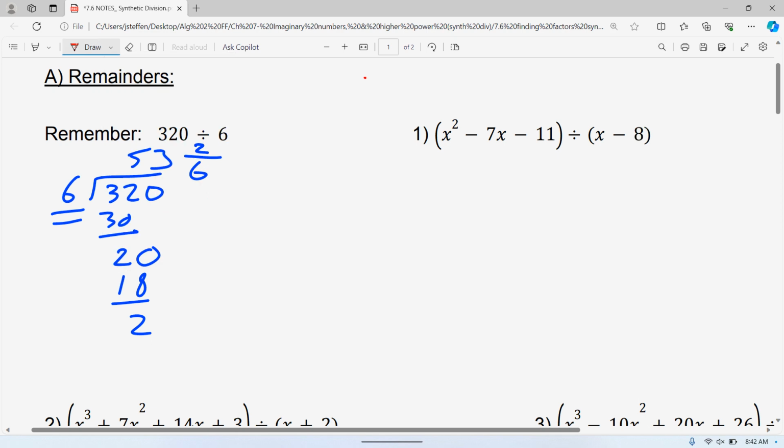So remember the way we started this: if we have x minus 8, that means x is equal to 8. And so we set this up with our synthetic division, it goes in a box, and then we have our coefficients. We have 1, -7, and -1. We usually don't do it with a quadratic like this because there's not much to it, but that is okay.